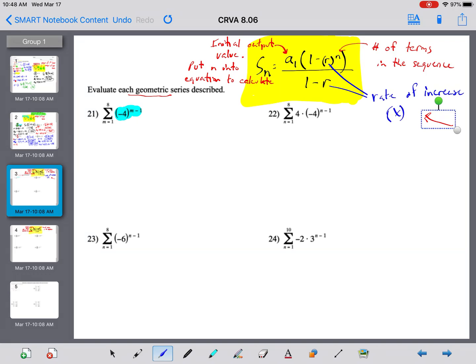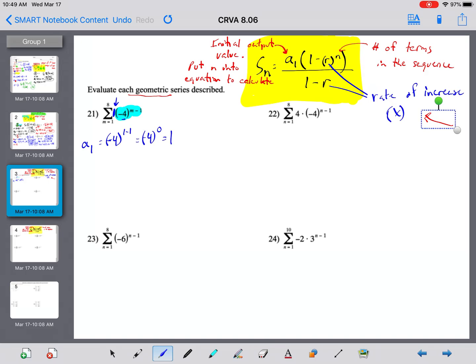All right. So here you'll notice that there is no multiplier out in front. So it's actually going to be a 1. And so if you were to plug in 1 for n, you'd have negative 4 to the power of 1 minus 1. Now this is negative 4 to the power of 0, which is 1. It's going to be whatever that number out in front is, that multiplier out in front. In this case, I put that 1 there just to show you that trick.